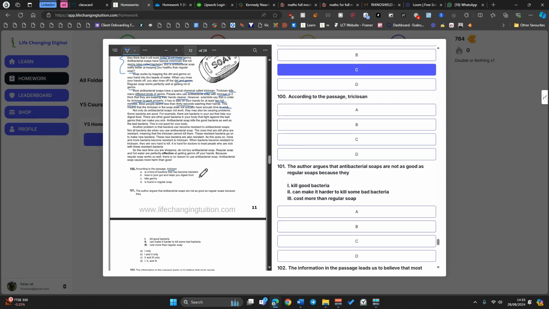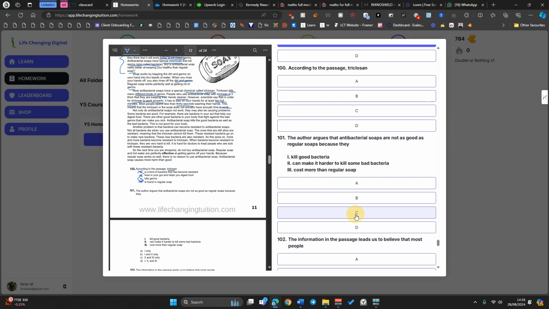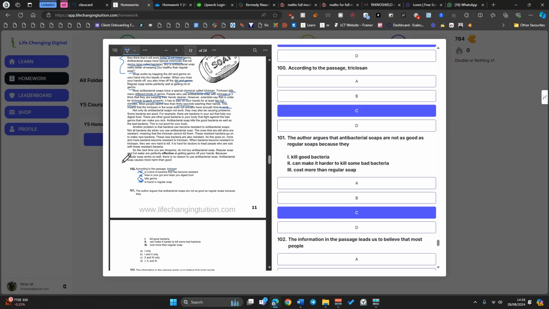Okay, so triclosan is a kind of bacteria that has become resistant. No, it says that it kills bacteria. Lives in your gut? No. Is found in regular soap? No, it's found in antibacterial soap. So the only answer here is C. And it does say that it kills many different kinds of germs. So we can select option C. Sorry, I clicked the wrong one.